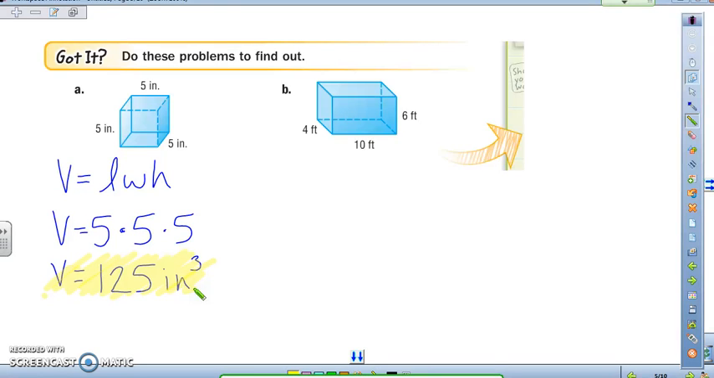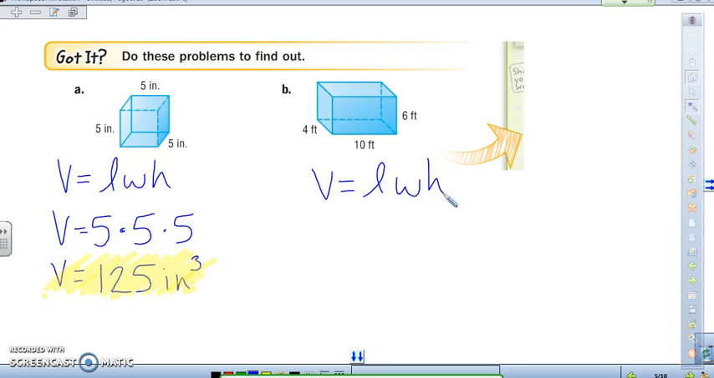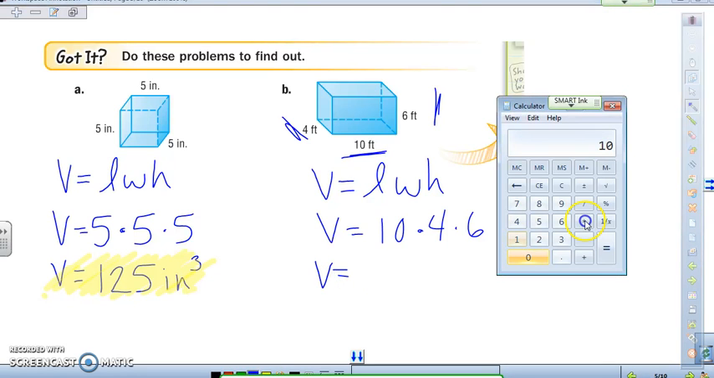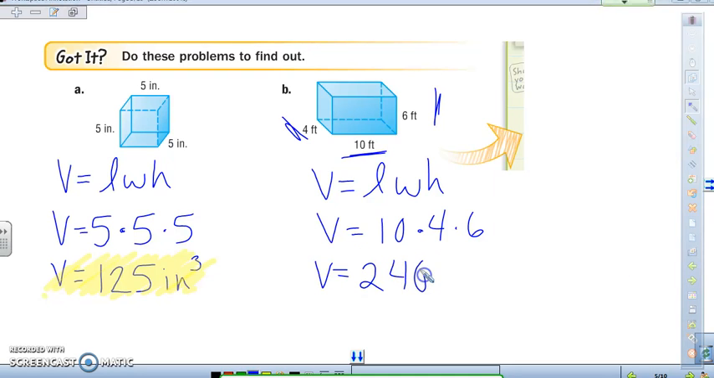When you're ready, press play. Okay, we write our formula. Volume equals length times width times height. Length, width, height. So 10 times 4 times 6 gives me 240 feet to the 3rd power. How'd you do? If you have any questions, please write them down and we can talk about them later.